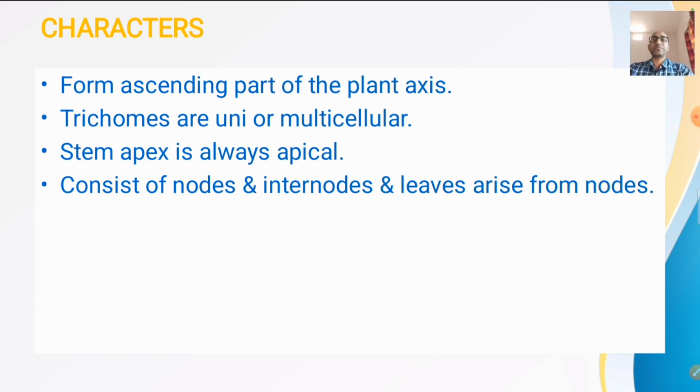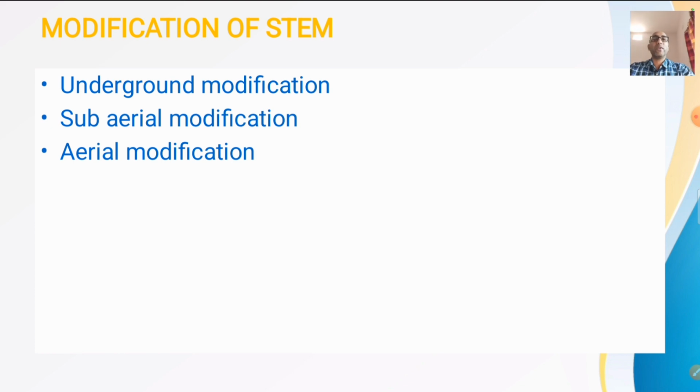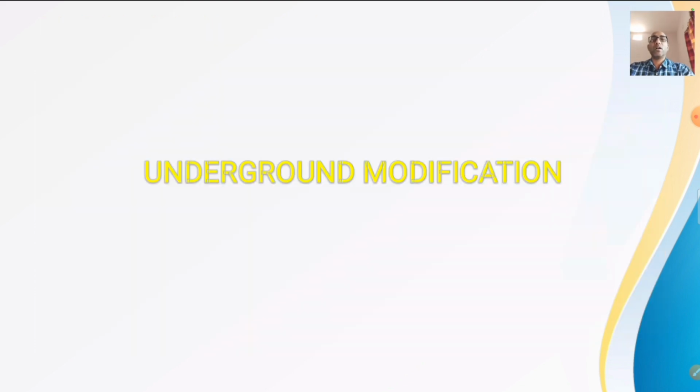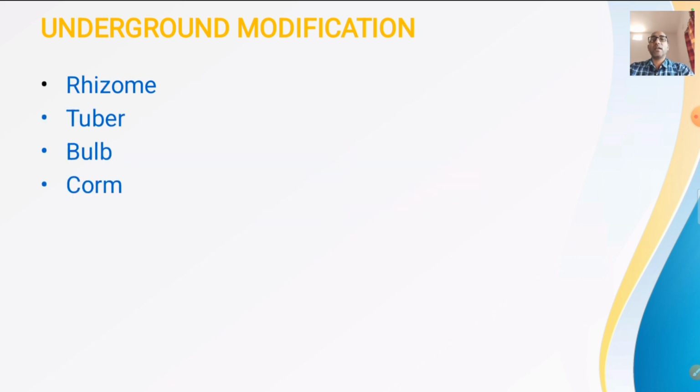Got it? So what are the functions of stems? The main function of stem is the conduction of water, minerals and food materials. So let us study about the various modifications of stem. First come to the underground modification. Under underground modification, we will study about rhizomes, tuber, bulb and corm.